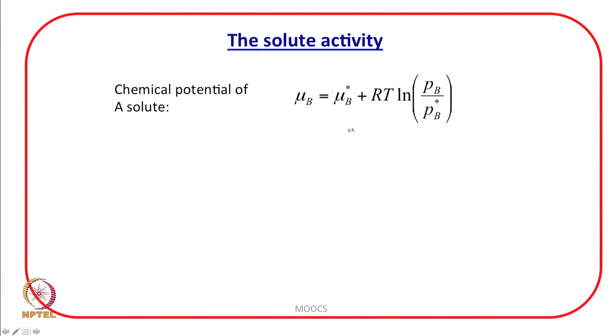Now let us discuss the solute activity, having discussed the solvent activity. As I said, several books write B for solute and A for solvent, and we will also stick to the same notation. We will write B for the solute. Chemical potential, again in the same form: mu B is equal to mu B star plus RT log PB by PB star. This is the general form that we also wrote for the solvent.